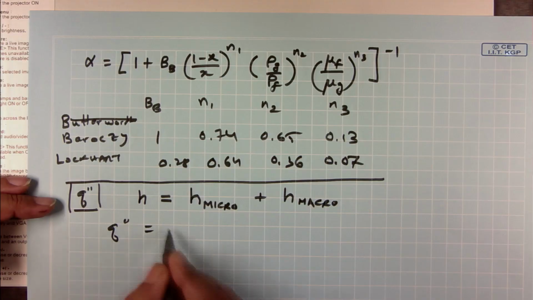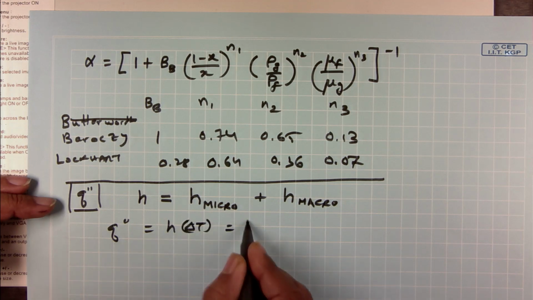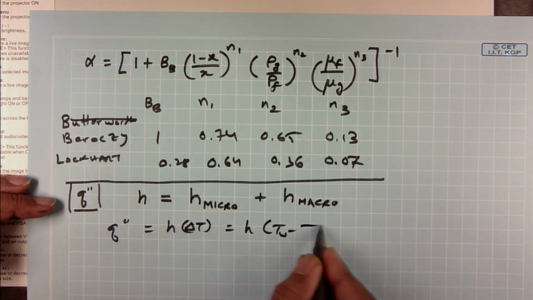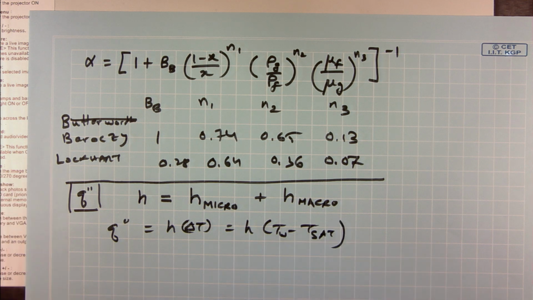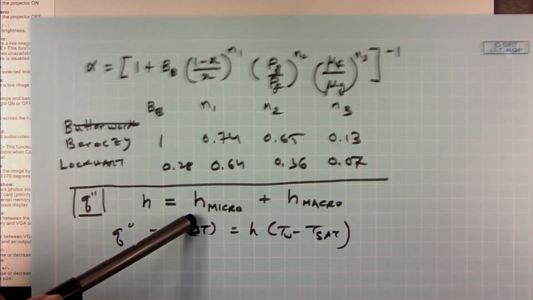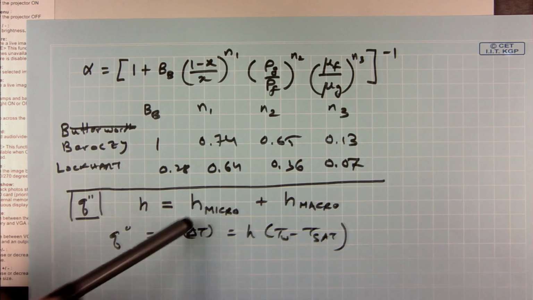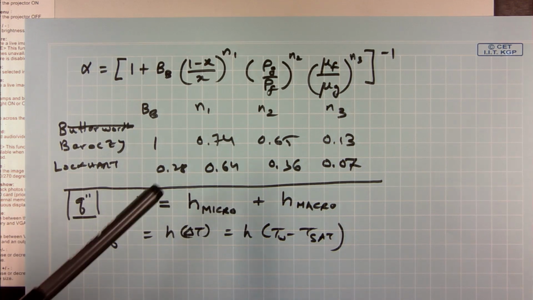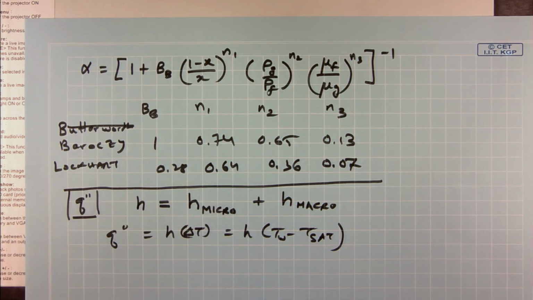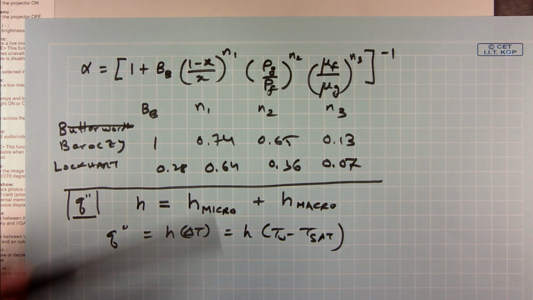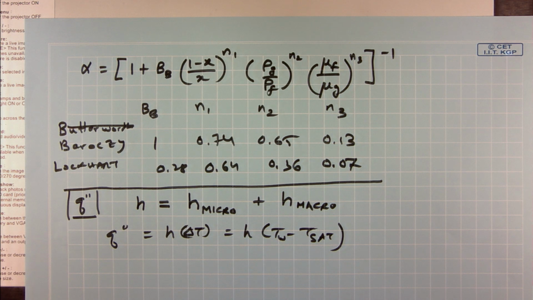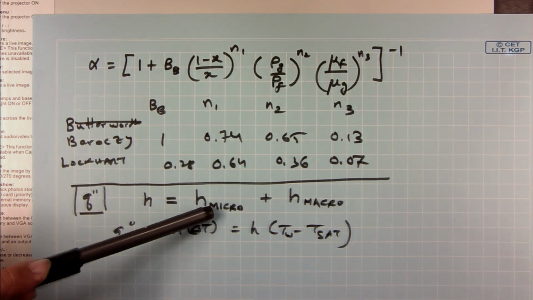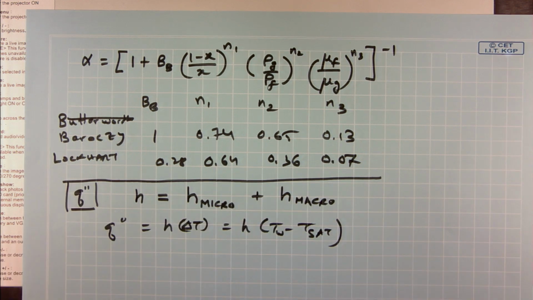So, my heat transfer Q double prime will be equal to H times delta T, which is H times T wall minus T sat. So, the H micro is almost independent of flow rate, it is very less sensitive to flow rate, this tends to be constant. Whether I push liquid at 1 meter per second or 2 meters per second, this H micro will probably vary by 10%. So, this is the insensitive part, and then the macro is your sensitive part.